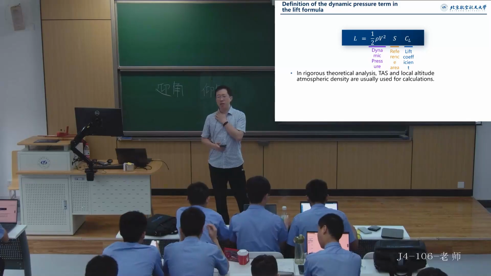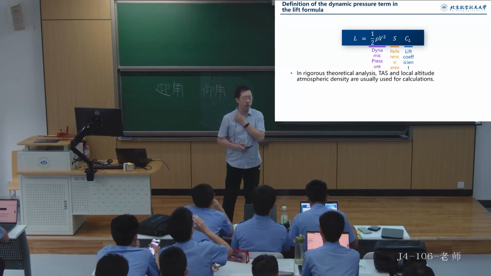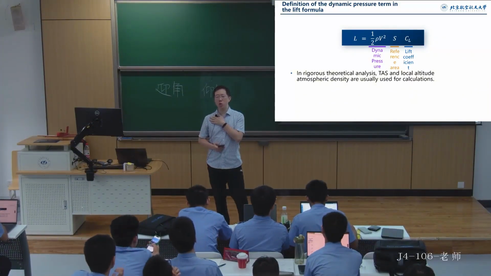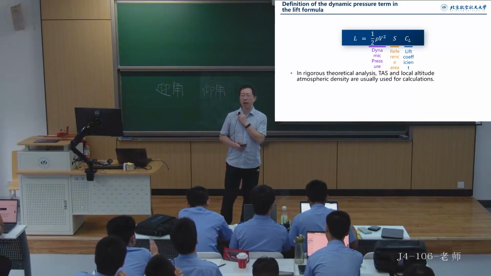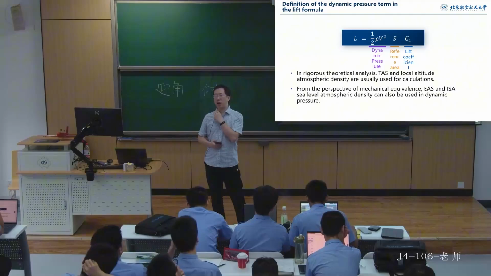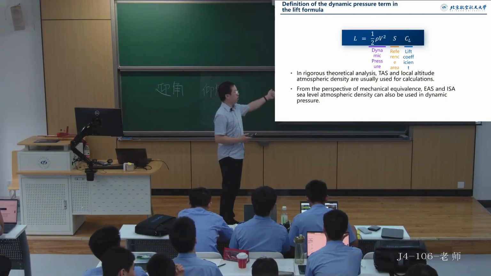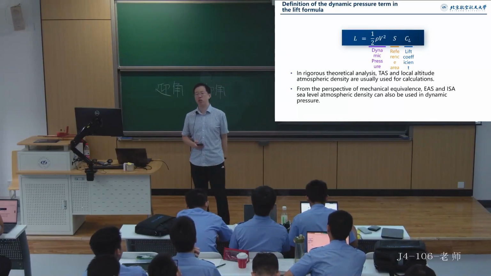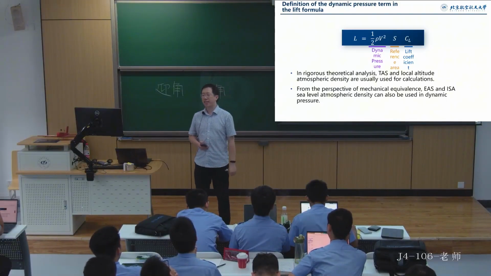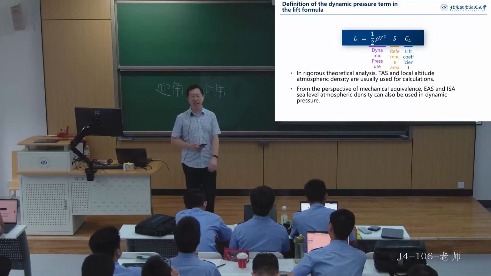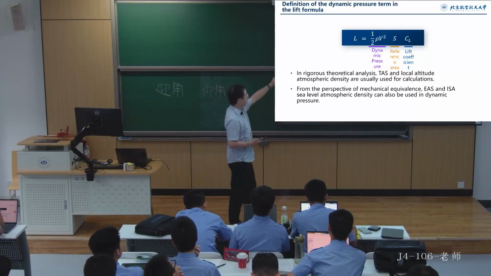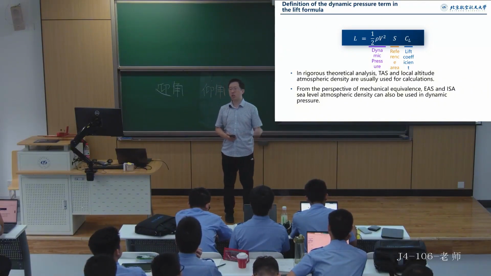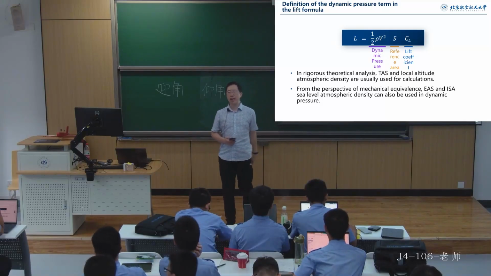Earlier, we mentioned that under very strict conditions, the speed we should use is the true airspeed, and the density should be the density of the free stream atmosphere at the local altitude, right? But from a mechanical equivalence perspective, when an aircraft is flying, we are just assuming, after eliminating various errors, that the equivalent dynamic pressure is completely equivalent dynamic pressure, right? So if we consider the dynamic pressure to be the same, then what should the corresponding density be if we want to use equivalent airspeed?